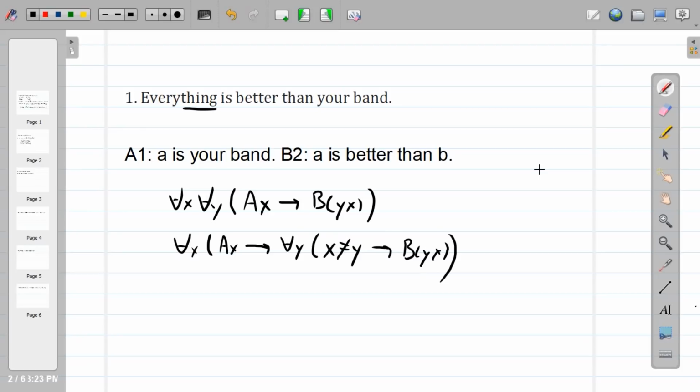Isn't it just not a y, because the predicate of A is your band, right? Oh, if it's not a y. Interesting, yeah. For all x, if it's not a y? Right. Because the predicate is your band. Oh yeah, you could do it that way, yeah. For everything, if it's not your band, then that thing is better than your band. Good, yeah, that would work too.